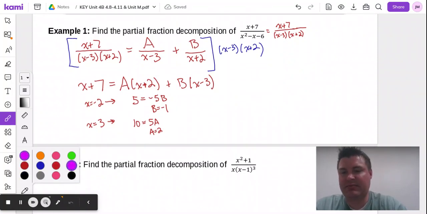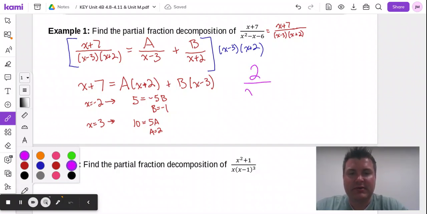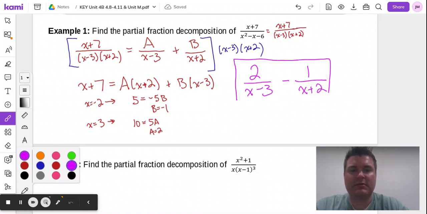I'll write it in purple here. So a over x minus 3 becomes 2 over x minus 3, and then minus 1 over x plus 2, because b was negative 1. And there we go. So we decompose this one fraction into two fractions because we had two factors.